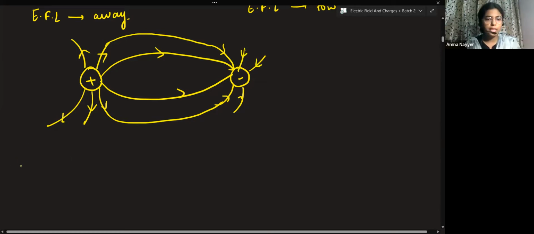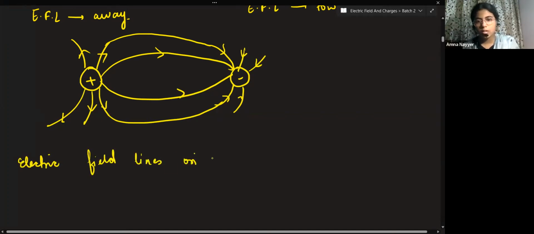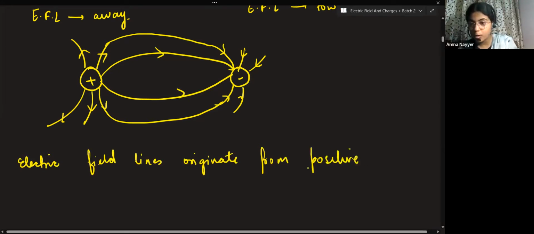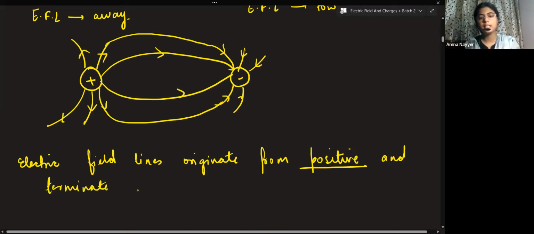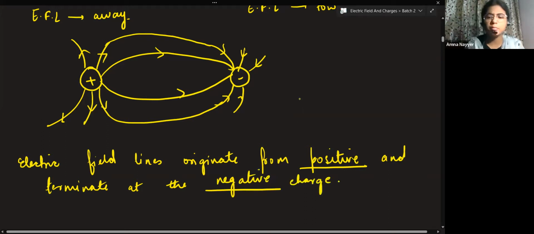All right. So electric field lines appear to originate from positive and terminate at the negative charge. Terminate at the negative charge. All right, easy, simple properties.